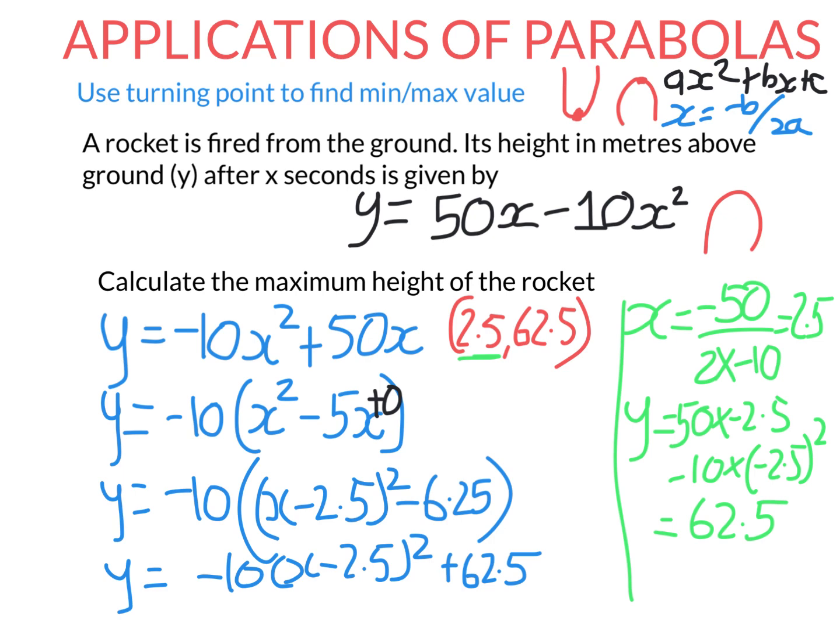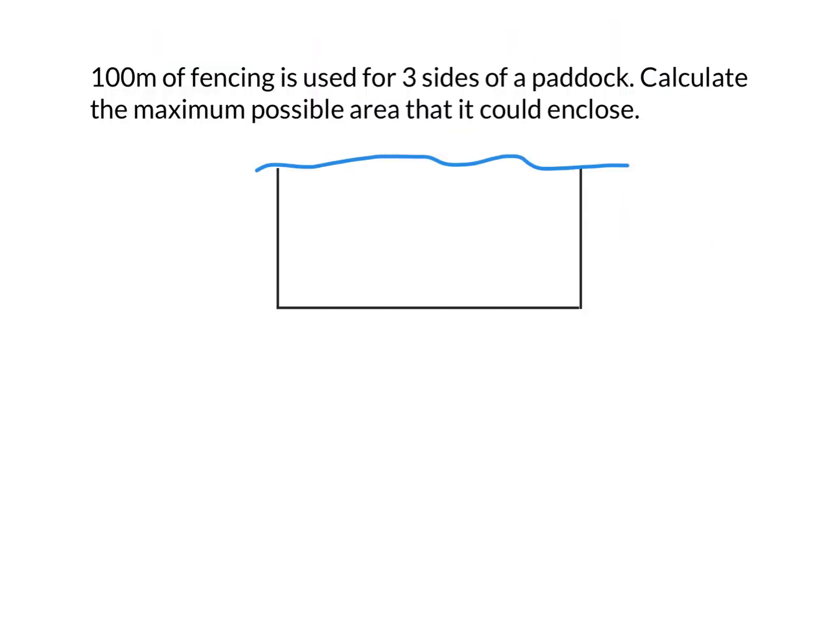All right, let's look at another example. 100 meters of fencing is used for 3 sides of a paddock. Calculate the maximum possible area that it could enclose. This one's a bit difficult because we need to come up with the quadratic equation, whereas in the previous example, it was given to us. So here we have 3 sides of a paddock adding up to 100 meters. The 4th side's water or something. It's not getting fenced.